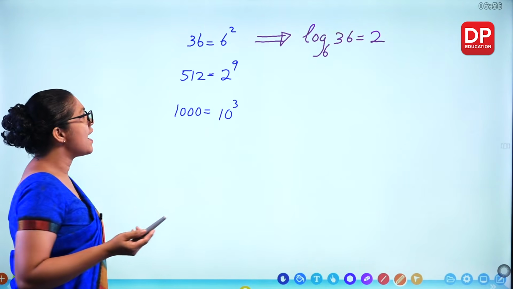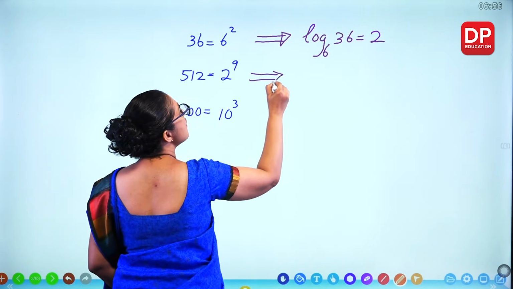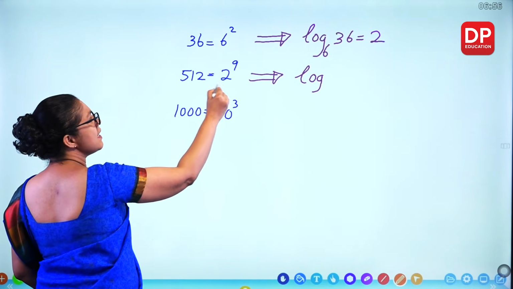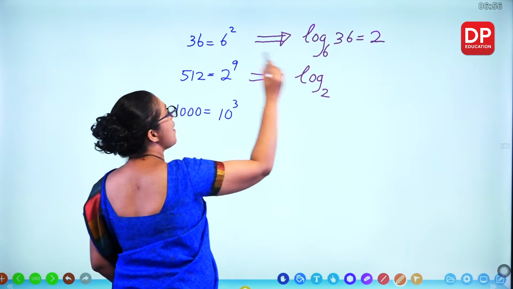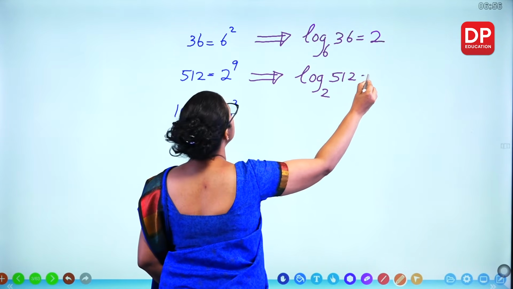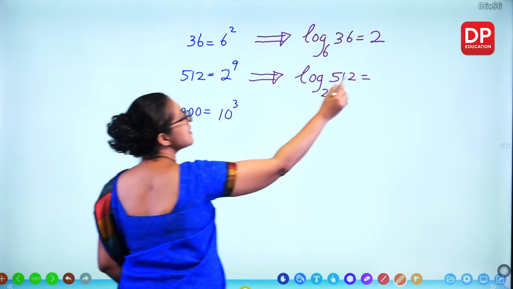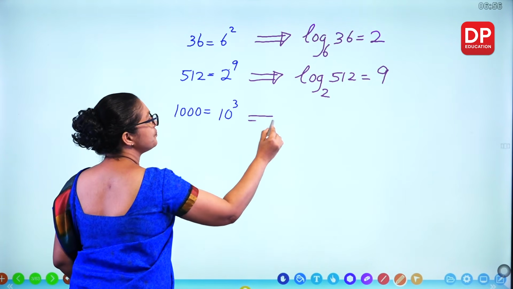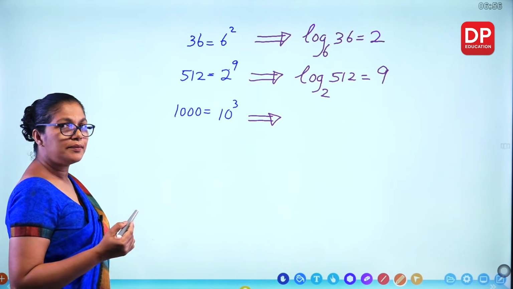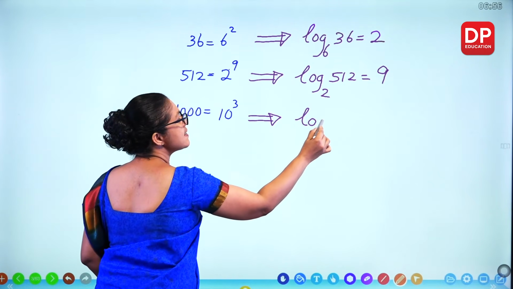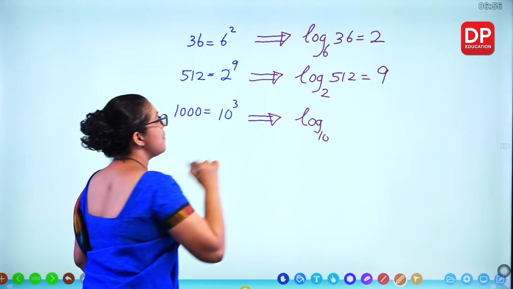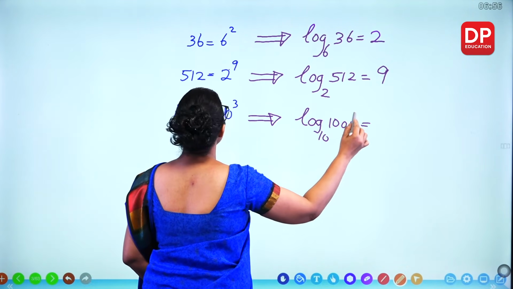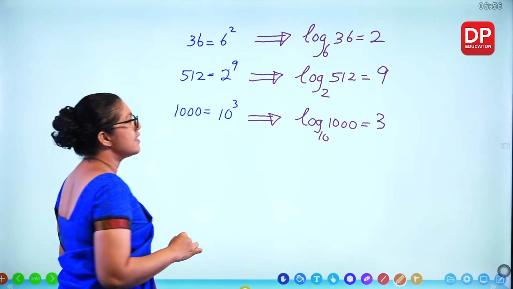Now try to write down this one. 512 is 2 to the power 9. Can you write this in log notation? Log. What's the base here? Base is 2. And the number is 512 is equal to the index. That's equal to 9. Now try this one. What's the base? Base is 10. Log 10 base. The number is 1000 is equal to 3.